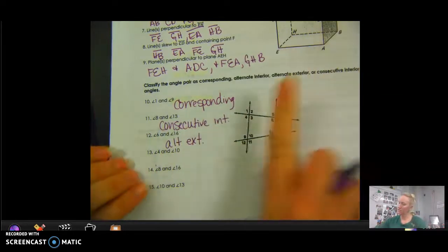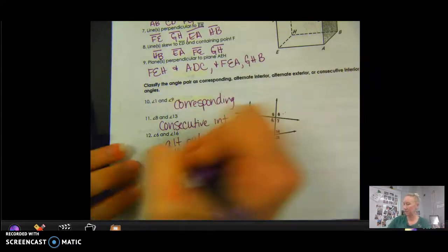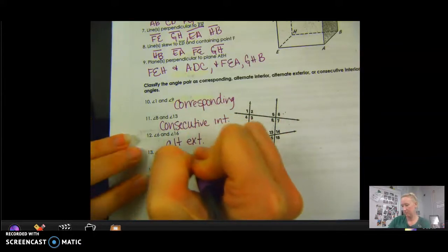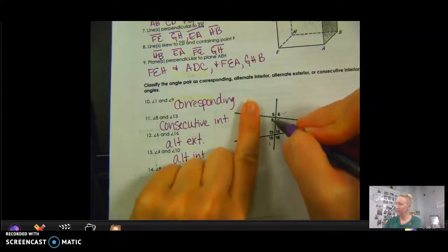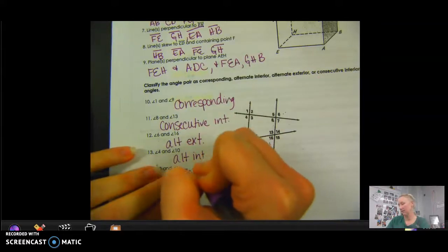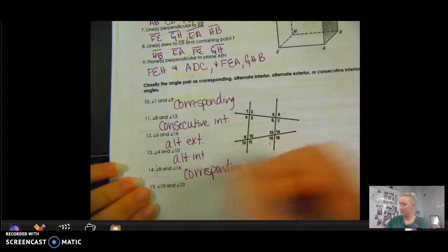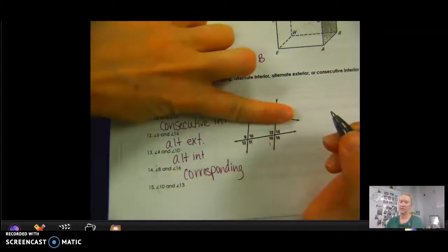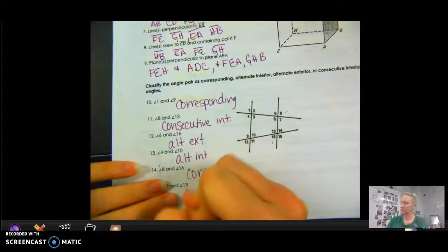4 and 10, cover this up. Inside, inside, left, right, so that would be alternate interior. 8 and 16, so I don't need these two. 8 and 16, bottom left, so that's corresponding. 10 and 13, I don't need the top. Inside, inside, same side, so that's consecutive interior.